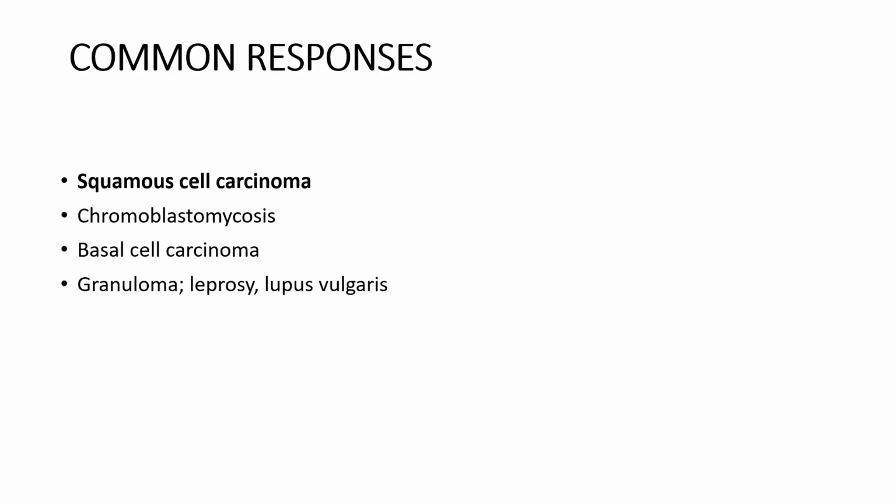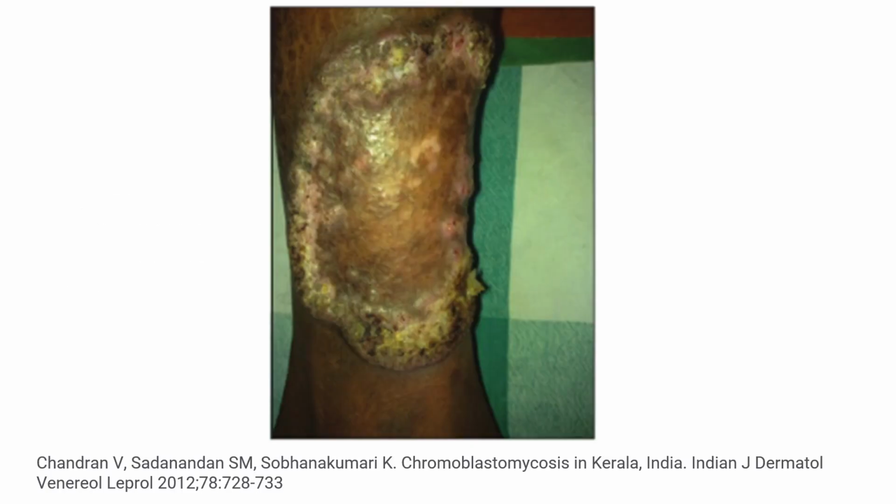As you can see, there are polar opposite diagnoses in this case. At one end you have malignancies like squamous cell carcinoma and basal cell carcinoma, which are malignancies of the skin. At the other end of the pole you have benign non-neoplastic conditions like chromoblastomycosis and granulomatous infections. Now let's move on to discussing the pictures.